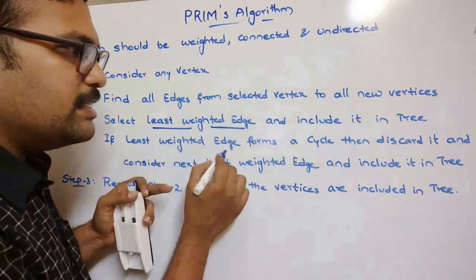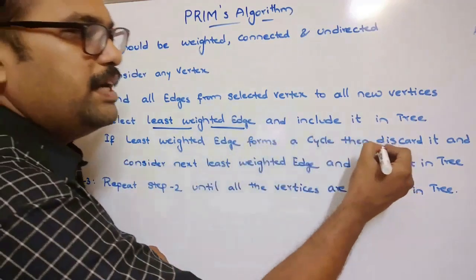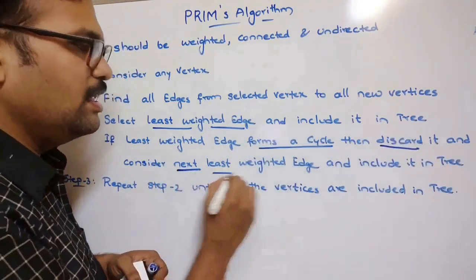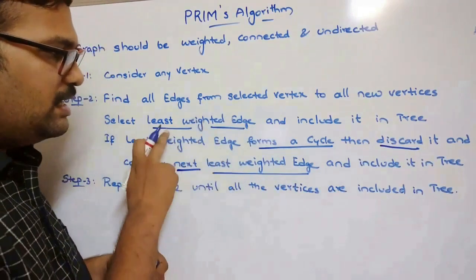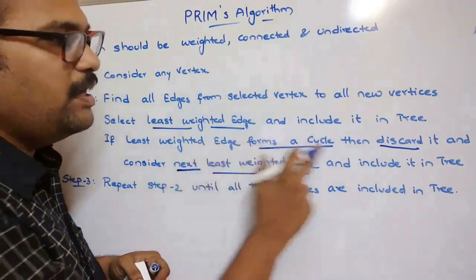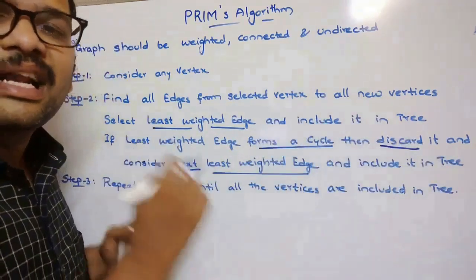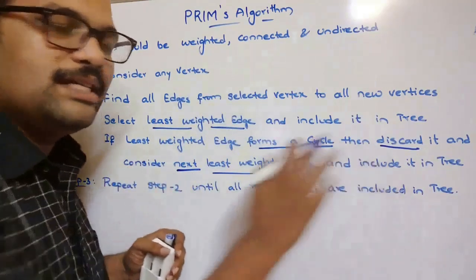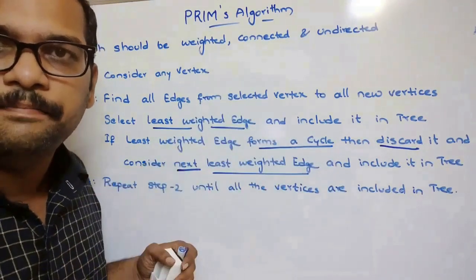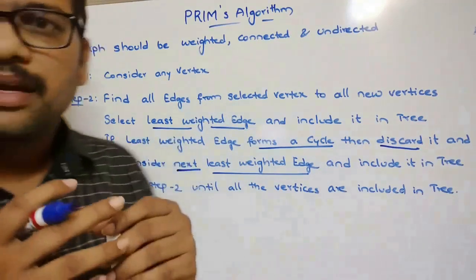If you include this least weighted edge in the tree and it forms a cycle, then simply discard it and consider the next least weighted edge and include it in the tree. And the third step: repeat step 2 until all the vertices are included in the tree. Once all the vertices are included, that will automatically be the minimum cost spanning tree, right? So this is how we find the minimum cost spanning tree with Prim's algorithm.